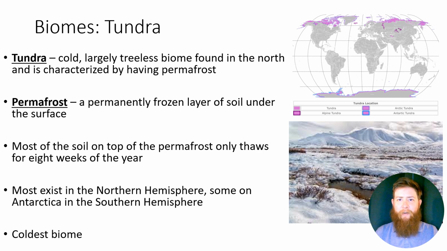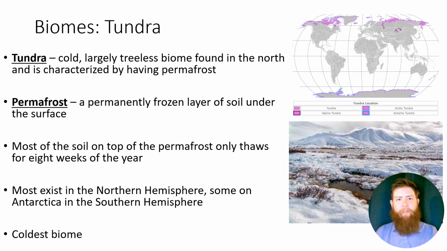The first biome we're going to talk about is the tundra, and on each of these I have a map of where they are in the world. The purple on here is the tundra. And tundra are large, cold, treeless biomes found in the north and can be found down in the south on Antarctica. But these guys are characterized by having a structure called permafrost. And permafrost is a permanently frozen layer of soil underneath the surface that never thaws out throughout the year. And in fact, most of the soil, even that's on top of the permafrost, only thaws for about 8 weeks of the year in the tundra.